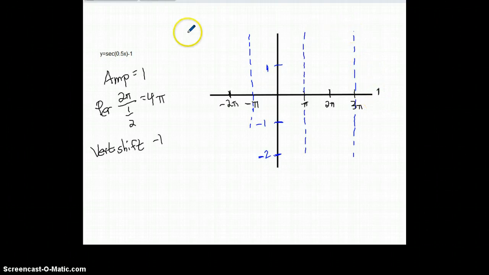The last thing to notice here is that it's being shifted down by 1. So instead of your graph starting here at 1 and going across, it's going to go down here to 0, and you're going to have the graph going up like this. And of course, instead of starting at -1, this thing's going to start at -2 and go down like that. That's one complete period of this secant graph.